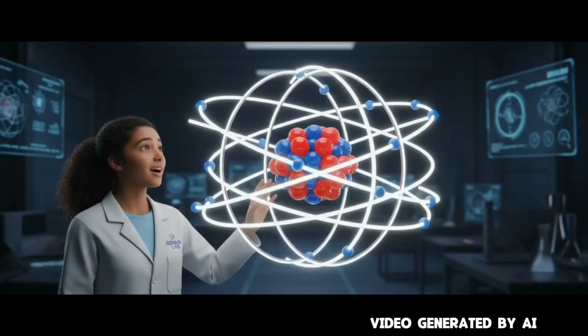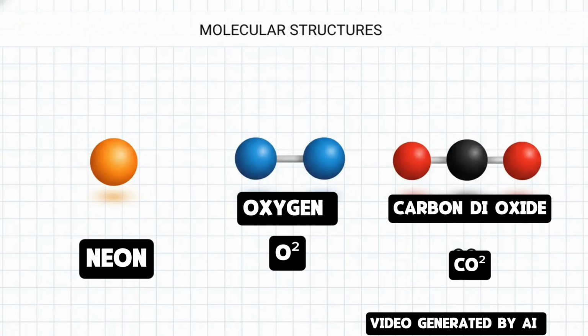Atoms are the basic building blocks of all matter and represent the smallest unit of an element. Every object you see, from a tiny leaf to a giant mountain, is made up of these incredible particles. Molecules are the smallest particles of a substance that can exist independently. Examples include monoatomic neon, diatomic oxygen, $O_2$, and triatomic carbon dioxide, $CO_2$, each with a specific number of atoms.